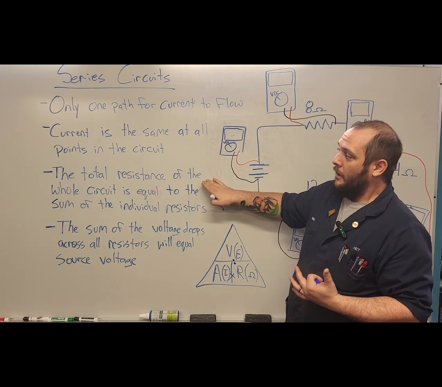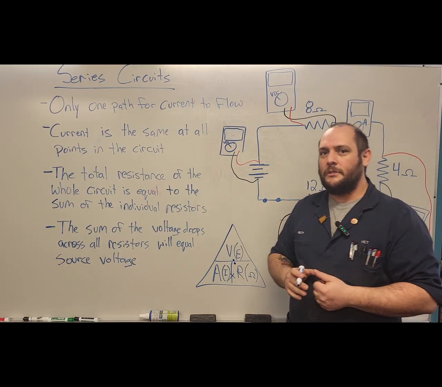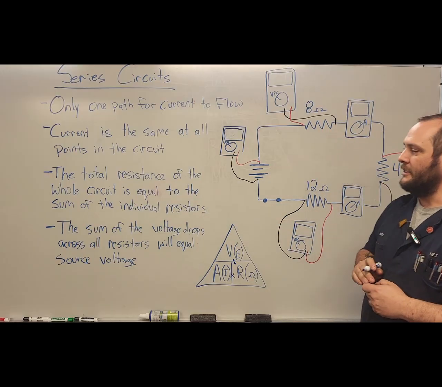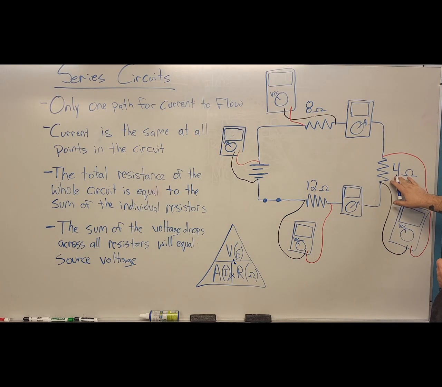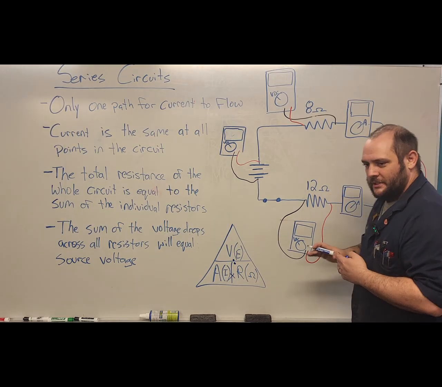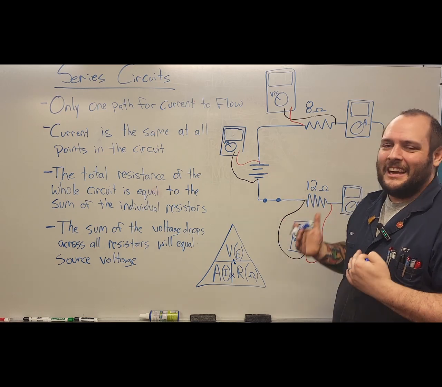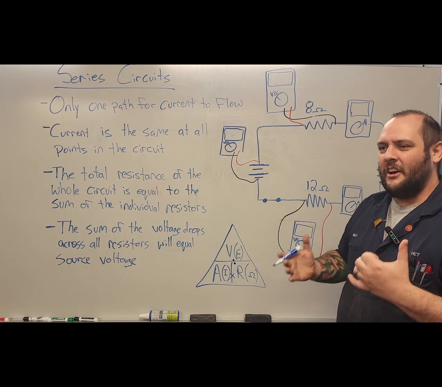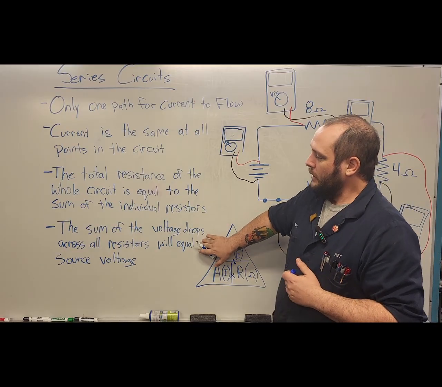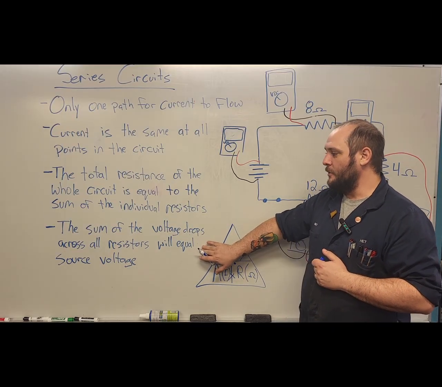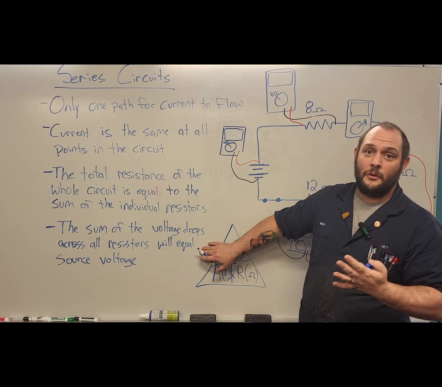Our third rule, the total resistance of the whole circuit is going to be equal to the sum of all of the individual resistors. I have 3 resistors in this circuit, an 8 ohm resistor, a 4 ohm resistor, and a 12 ohm resistor. I like to use easy math, so I go with easy, nice, well-rounded numbers. That's not always what you're going to see when you're doing these tests live. Our final rule, the sum of the voltage drops across all the resistors will equal source voltage.